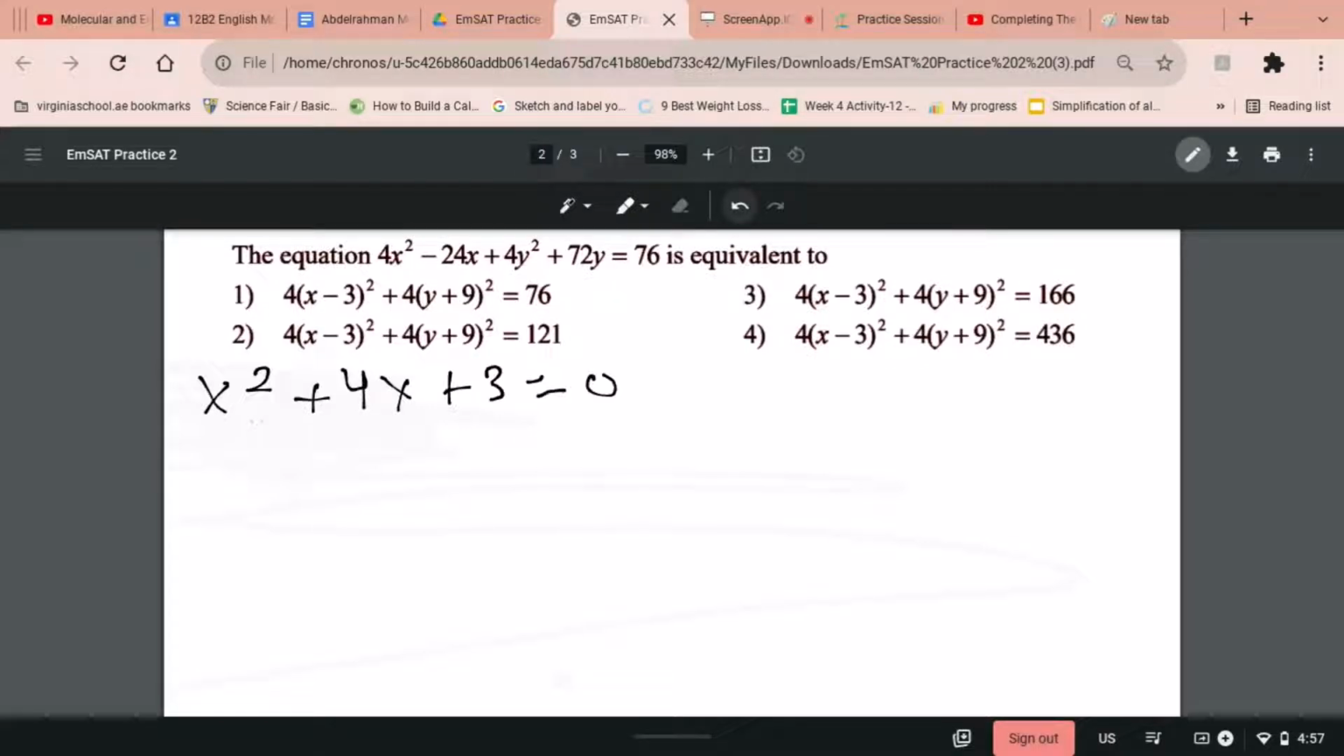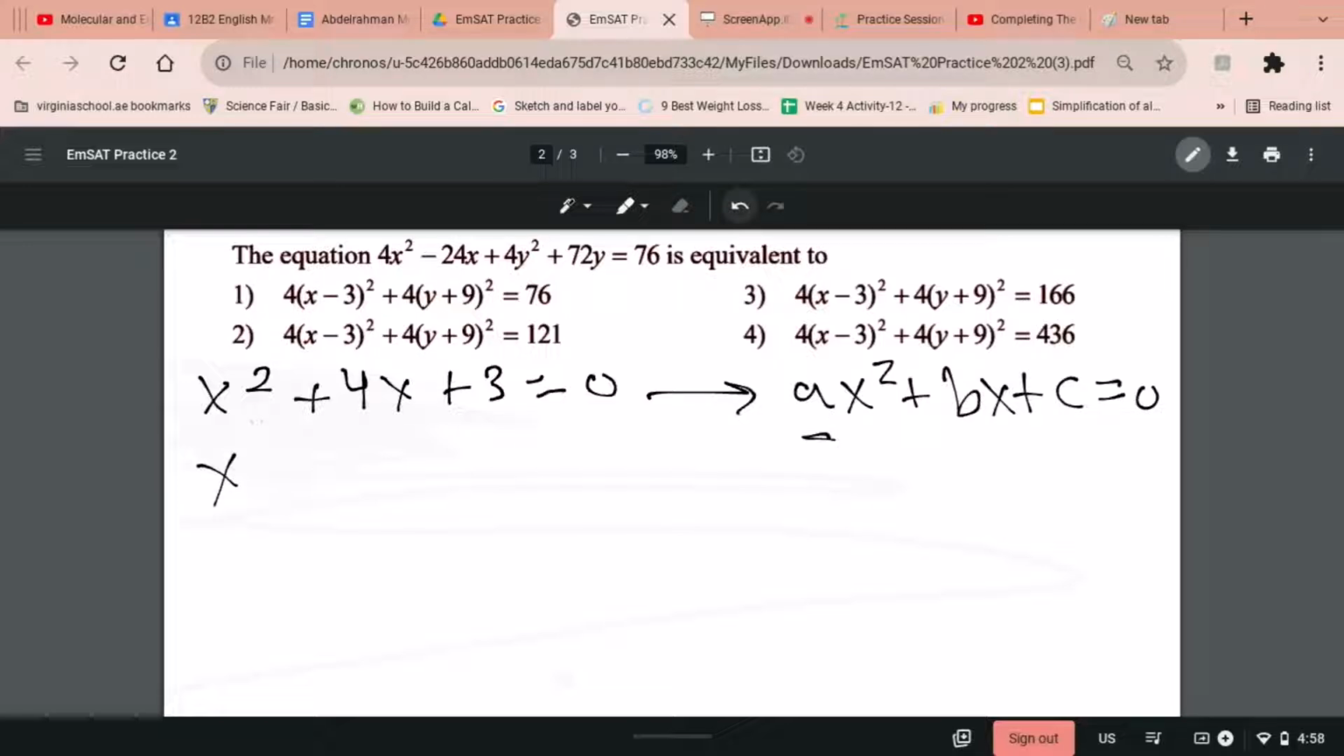As we know, this expression is equivalent to x squared plus bx plus c equal to 0. You know that a, b, c are coefficients. So let's say, what is the value of a? We know that it's 1. What is the value of b? We know it's 4. What is the value of c? It's 3.